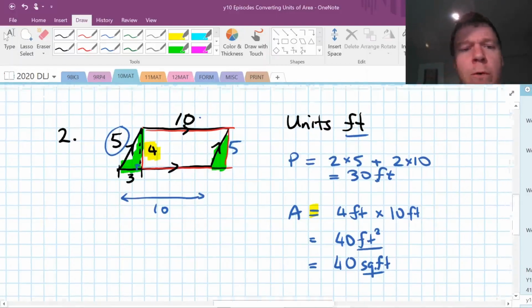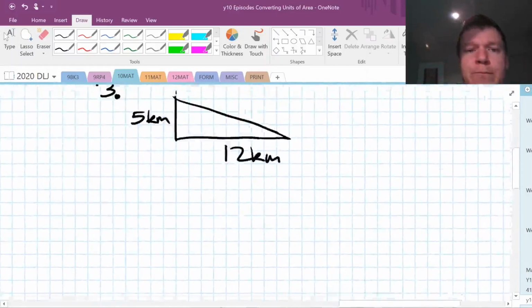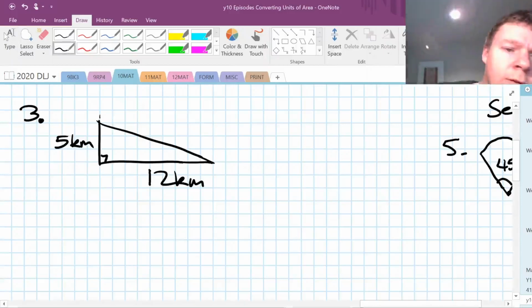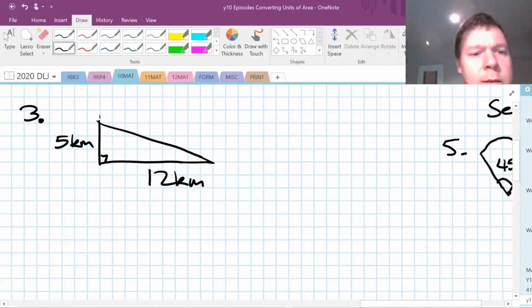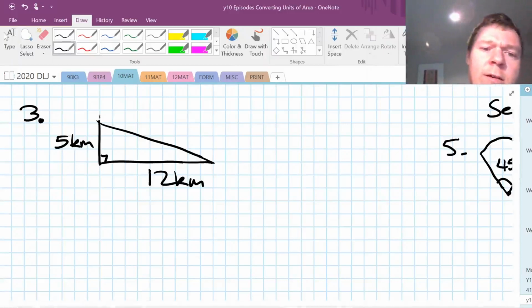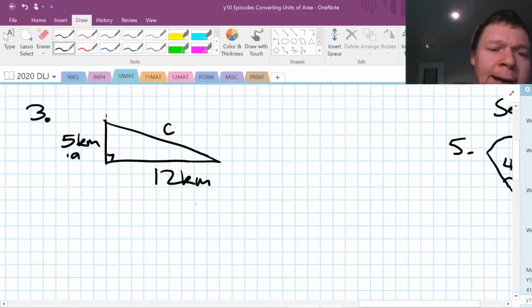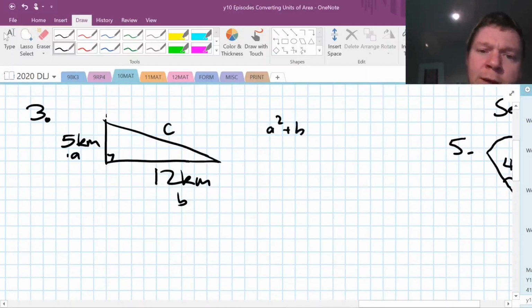Okay, moving on to number 3. We have a triangle. I forgot to make it a right angle triangle, but that's that. For our perimeter, we need to know this side, C. So we've got a Pythagoras problem here. We've got A squared plus B squared equals C squared.